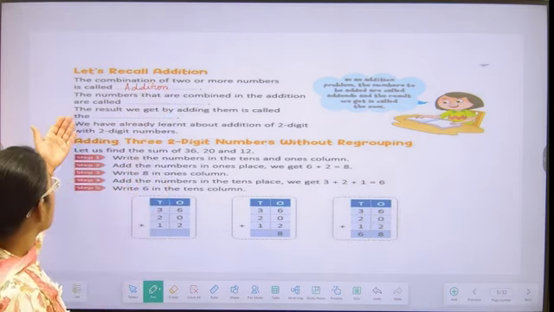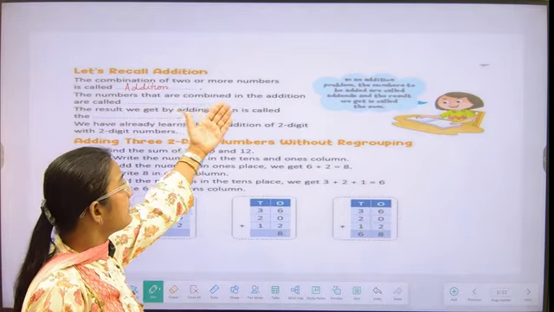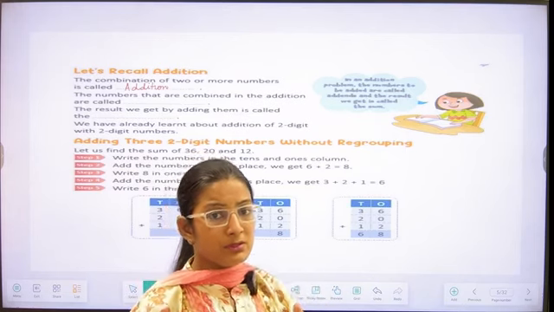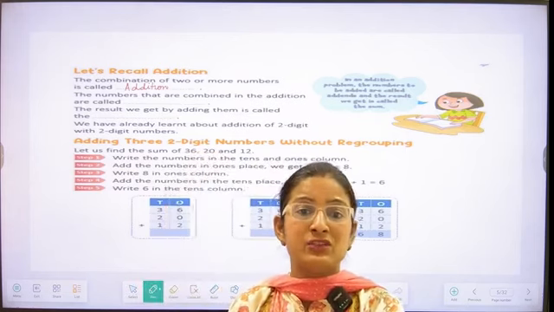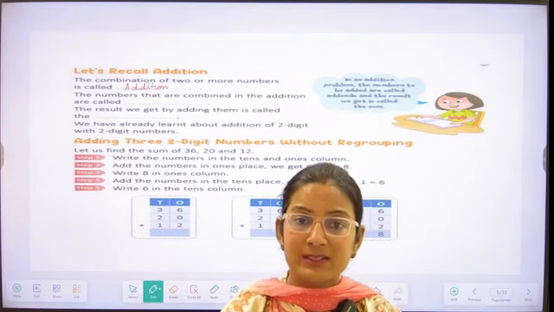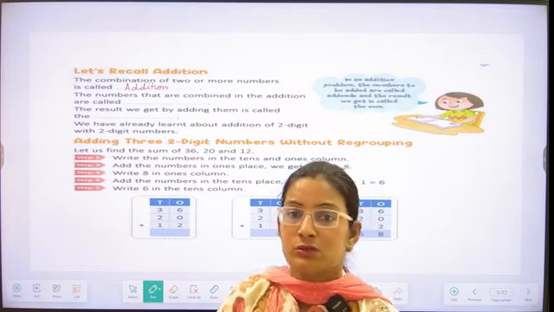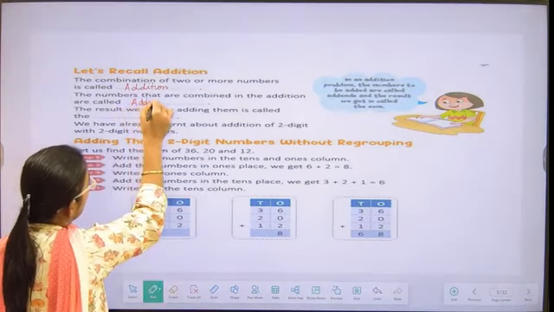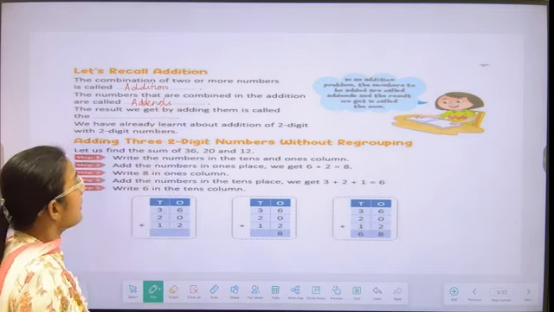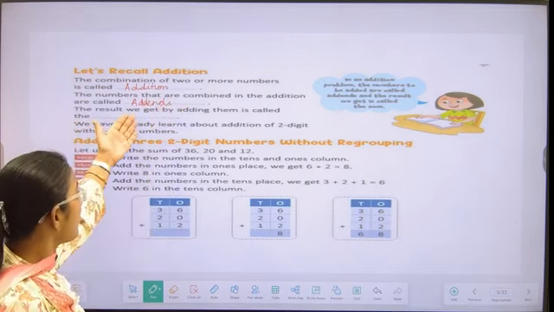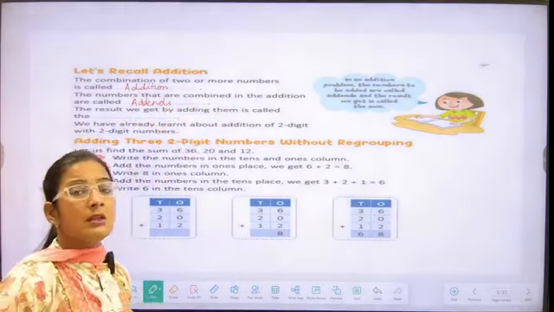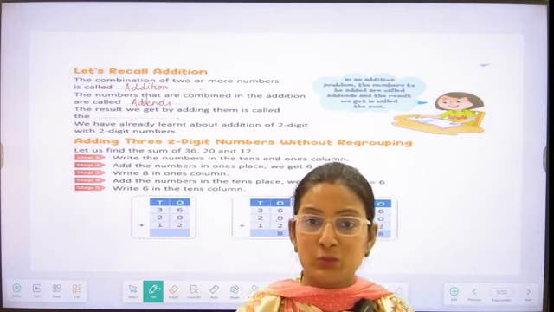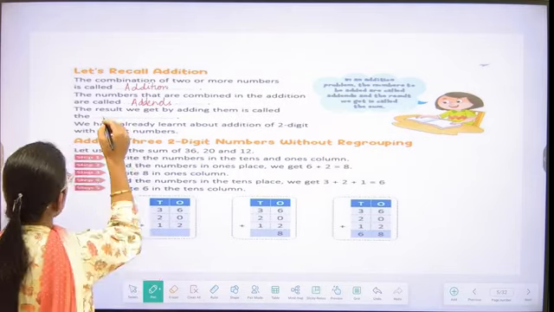Let's move to the next one. The numbers that are combined in the addition are called, so whenever we add the numbers to find the sum, what are the numbers called, students? Yes, addends. So we have to write addends for that: A, D, D, E, N, D, S. Let's move to the next one. The result we get by adding them is called the sum, students. So we have to write the sum for that.